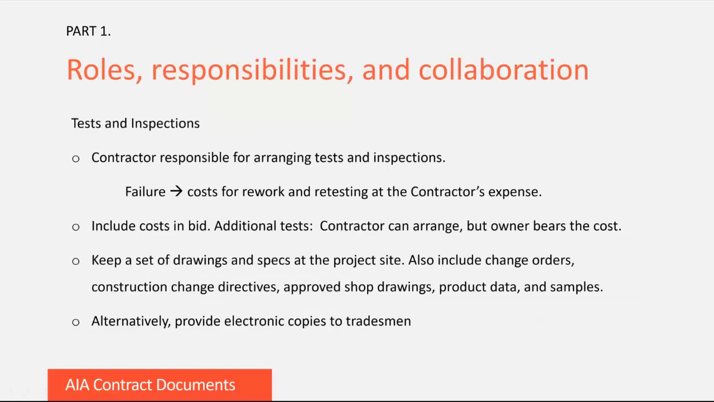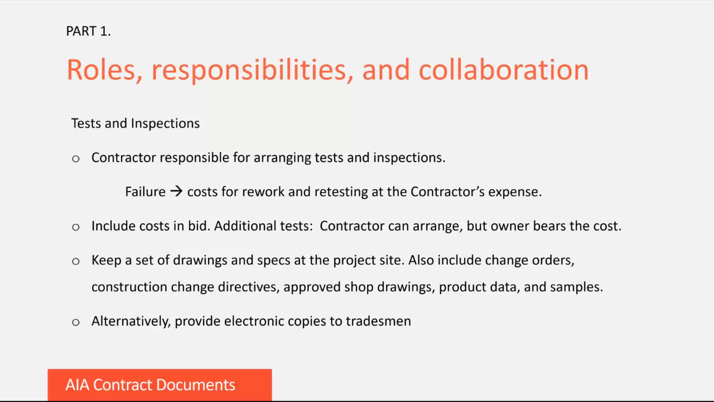Tests and inspections. It is the contractor's responsibility to arrange for tests and inspections with an independent testing lab. If tests show a failure, like a low concrete break that requires removing and replacing the concrete, costs for that rework and retesting are at the contractor's expense. You want to include cost for tests and inspections in your bid or proposal. If additional tests are required by the owner, architect, engineer, CMA, or public authority, then those tests should be arranged by the contractor but paid for by the owner.